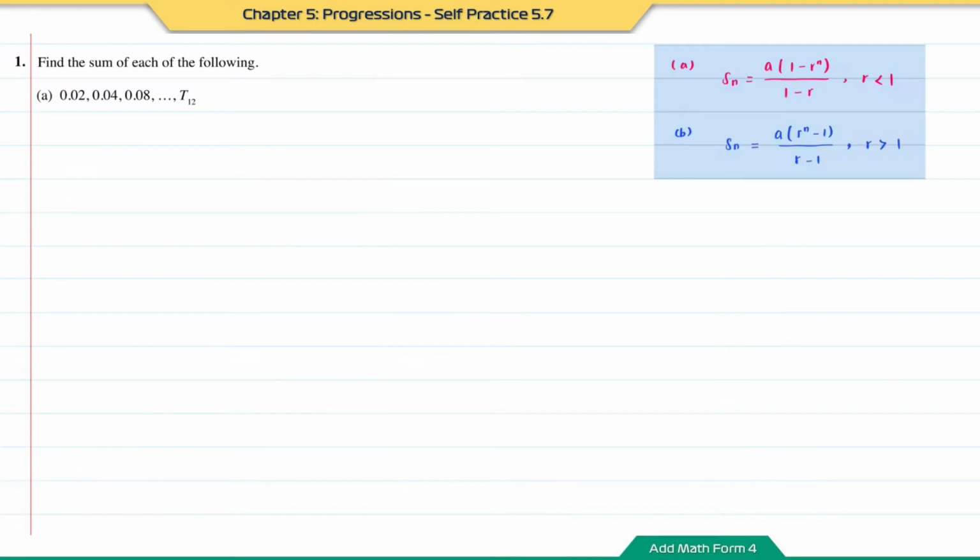This is 5.7, question number 1. Find the sum of each of the following.